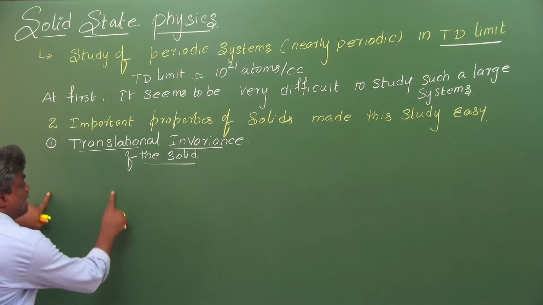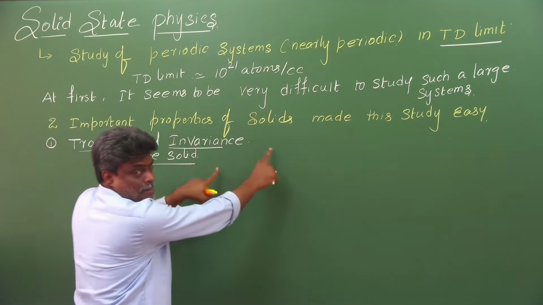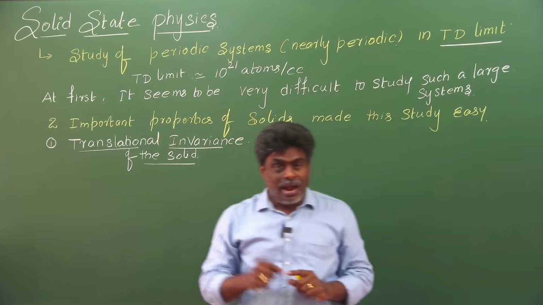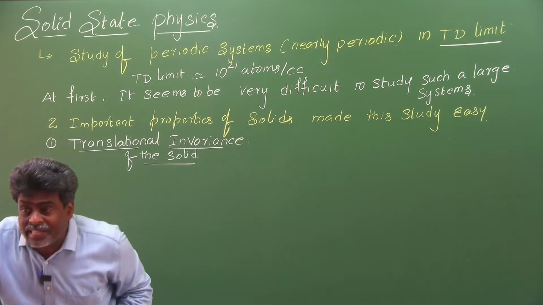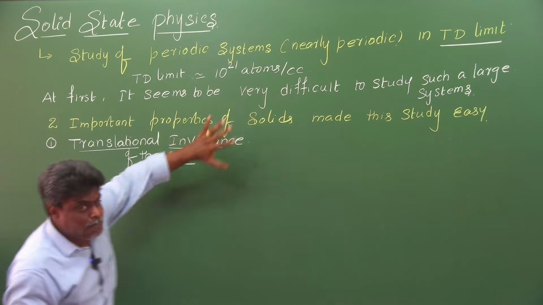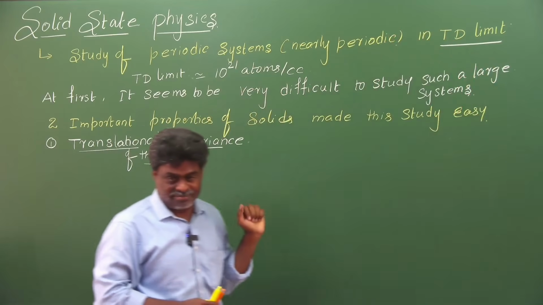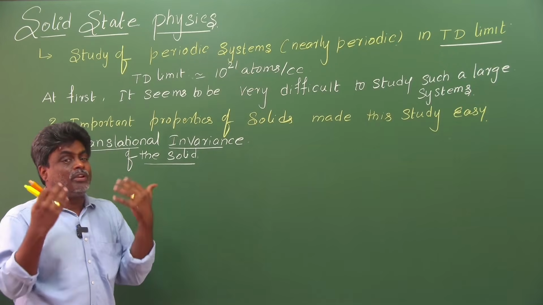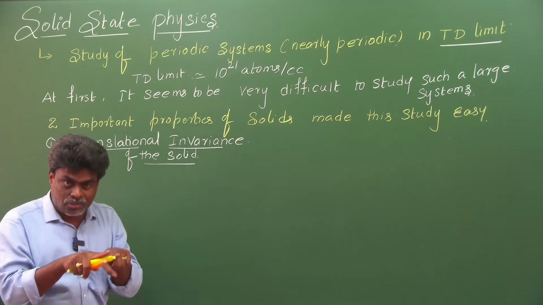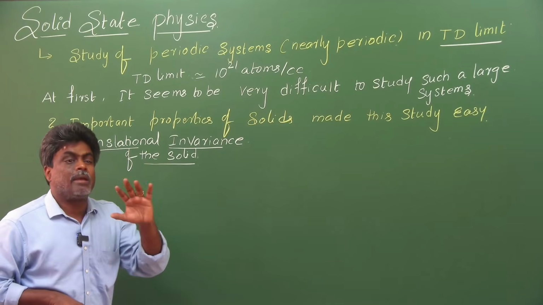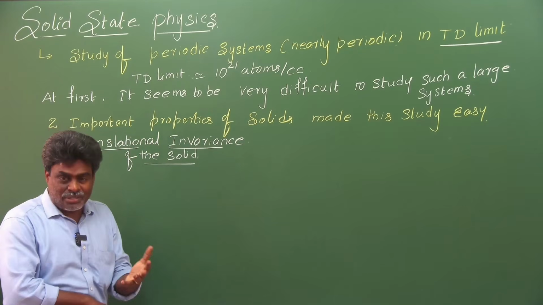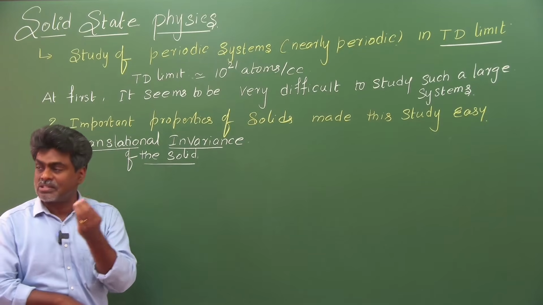It means if you take a part, that part will be repeated somewhere, and whatever properties this part has, the same properties exist everywhere. That's why no need to bother about those 10 to the power of 21 atoms. Just take a part of the solid and study. The same properties exist everywhere in the solid. That is called translational invariance of the solid.